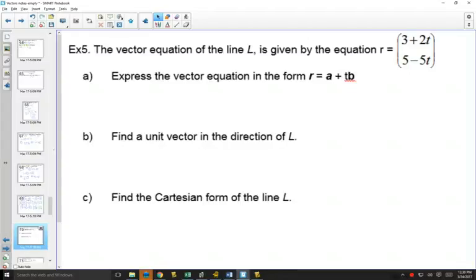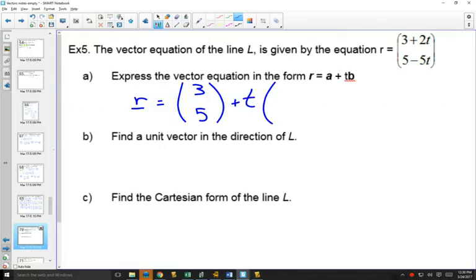Here we have another vector equation line. It's written a little bit differently. I could rewrite this by saying my vector r is equal to the random point, (3, 5), plus my scalar t times my direction vector, (2, -5).